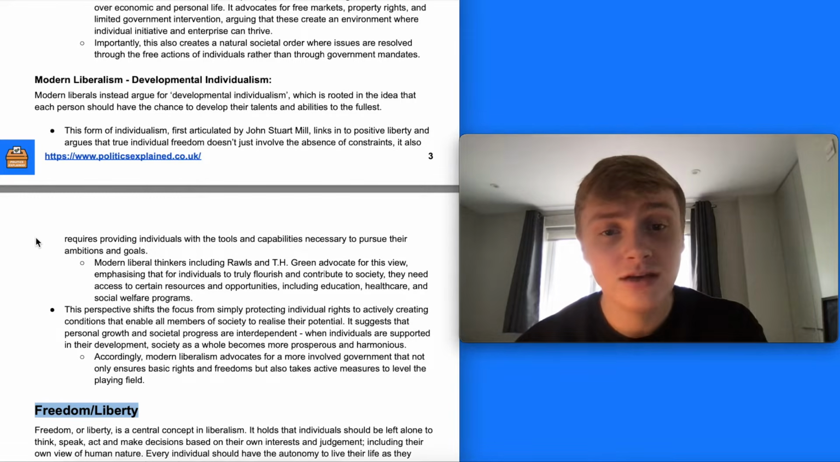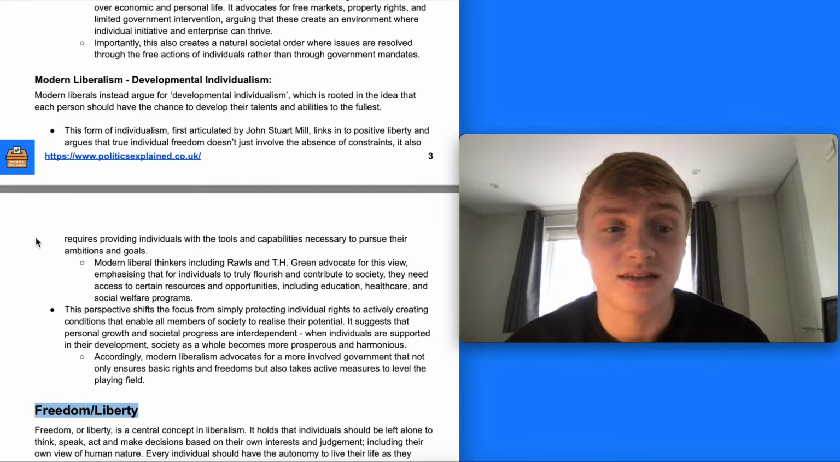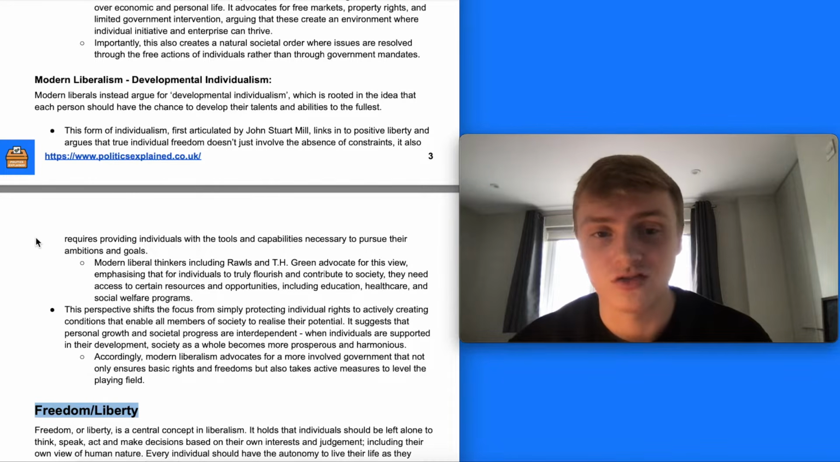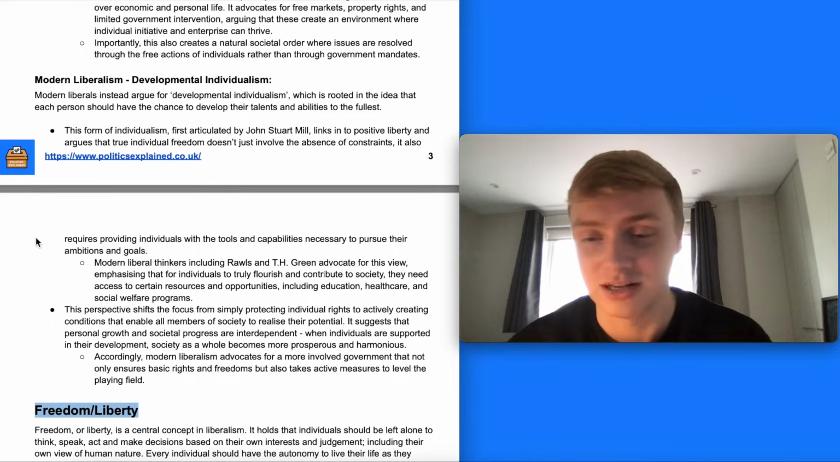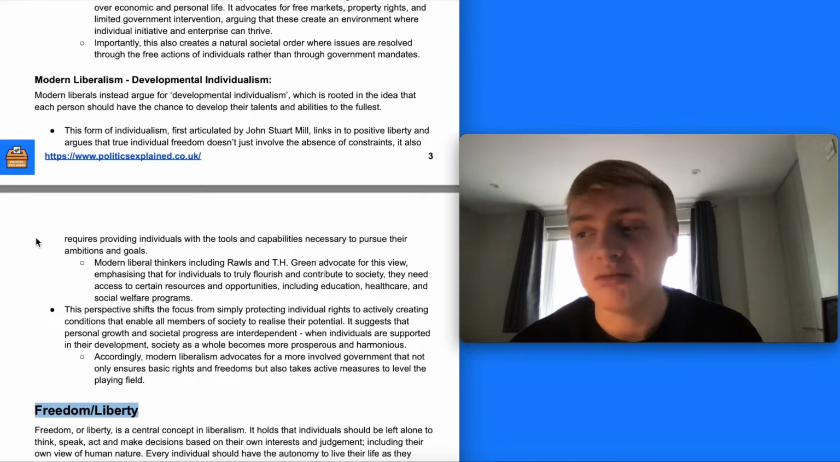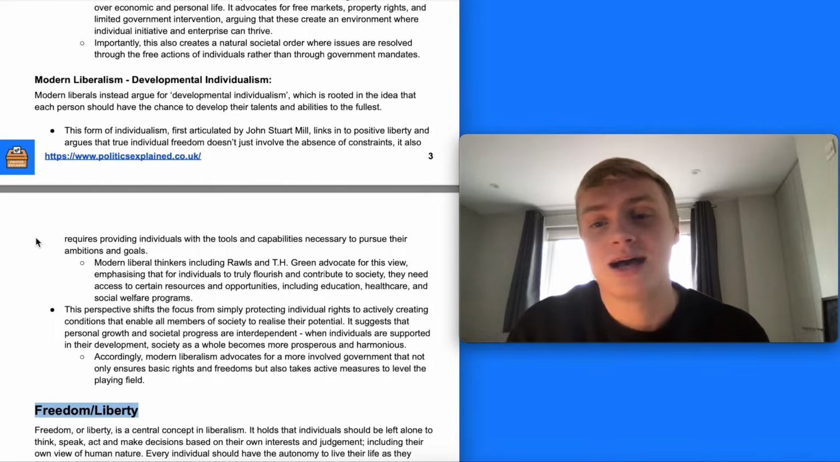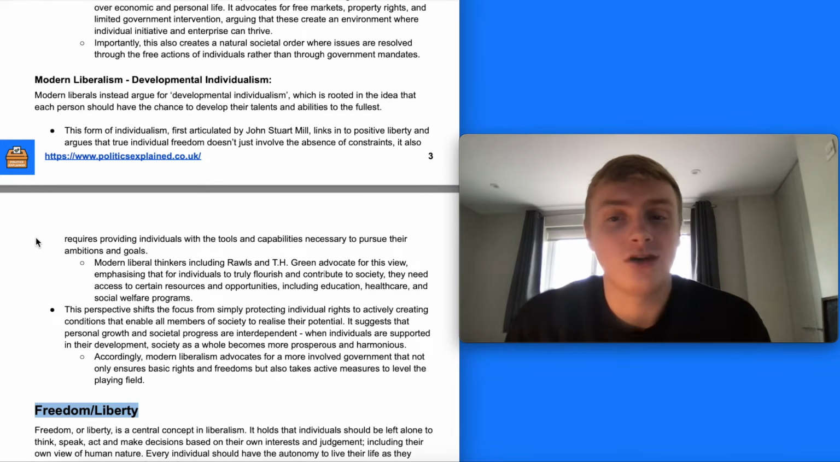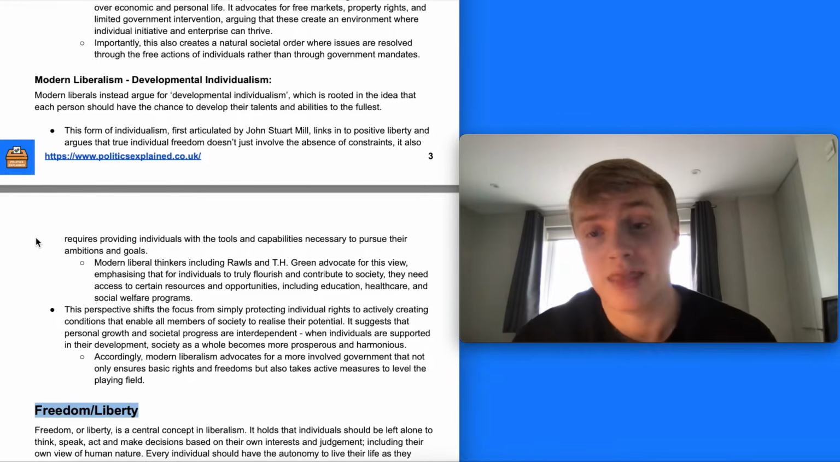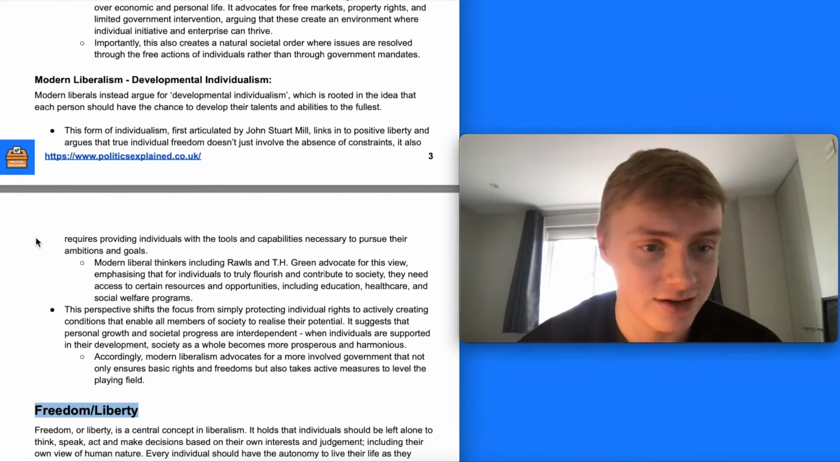So modern liberal thinkers emphasise that for individuals to truly flourish and contribute to society, they need access to certain resources and opportunities, including education, healthcare, and social welfare programs. Egoistical individualism doesn't emphasise this classical liberal view. Instead, they see humans as innately able, as they are, to pursue their own goals. They don't need this help from the state, and therefore you just allow everyone to pursue their self-interest.